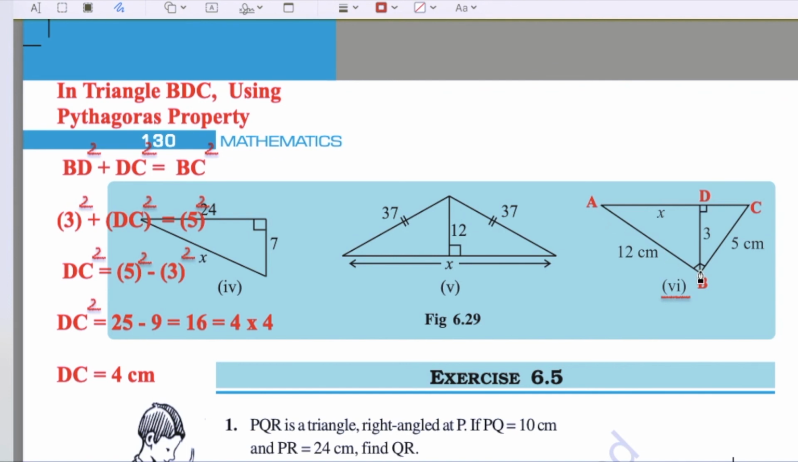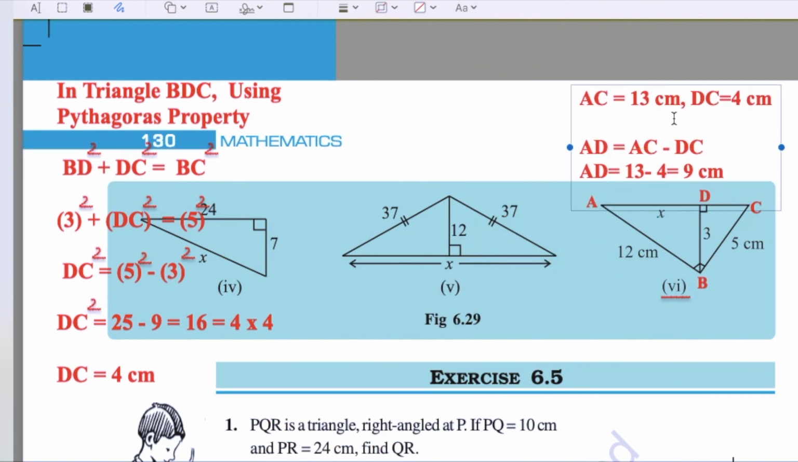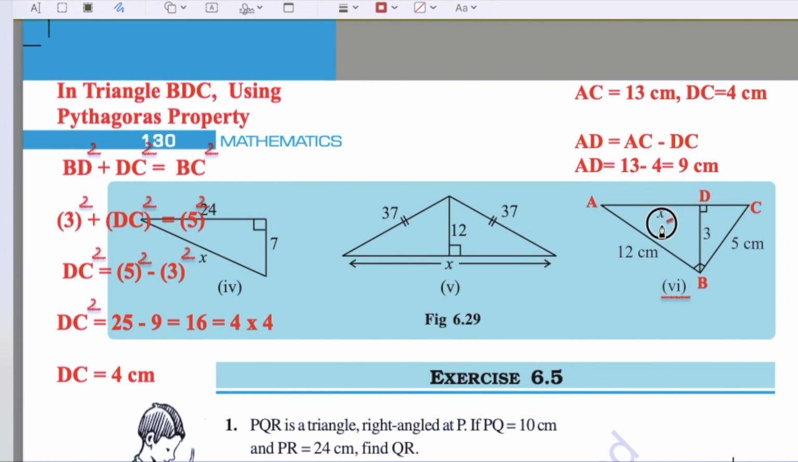As we have proved earlier in triangle ABC, AC is equal to 13 centimeter. So we have AC is equal to 13 centimeter and DC is equal to 4 centimeter, and we know this AD would be equal to, if we subtract DC from the complete AC, AC minus DC. So that means 13 minus 4, it would be 9 centimeter. So the value of x in this sixth part would be 9 centimeter. I hope you understood. Thank you.